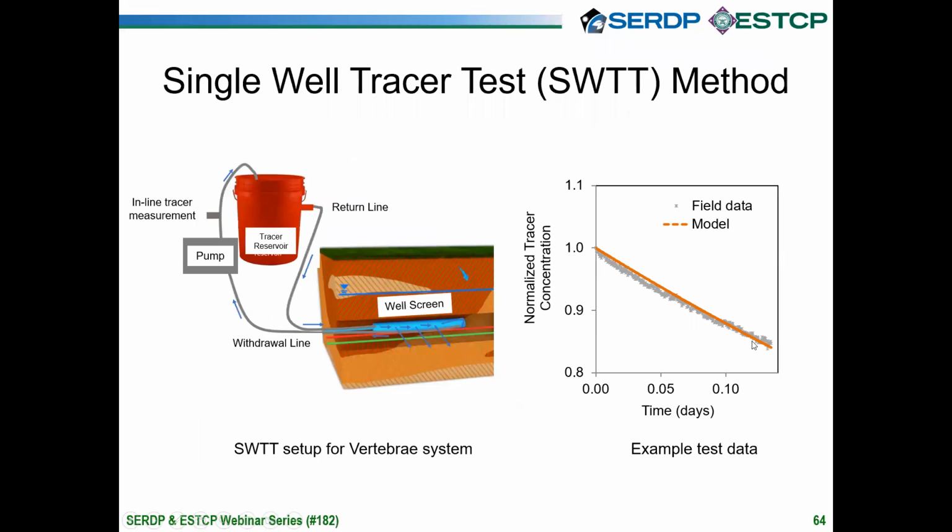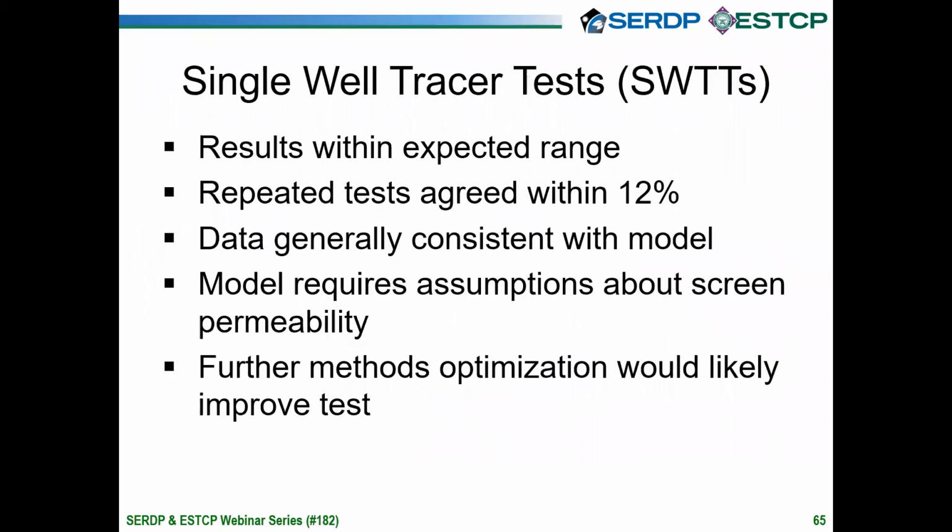The single well tracer test method was adapted from well-established methods that we've used for years for vertical wells. Essentially, a salt-based tracer solution is recirculated between the well screen and a reservoir on the land surface using a pump. As tracer-free groundwater flows through the well screen, it dilutes the tracer concentration in this recirculation loop, and that dilution rate is proportional to groundwater flux. The measured data are then interpreted using a model shown in the figure on the right.